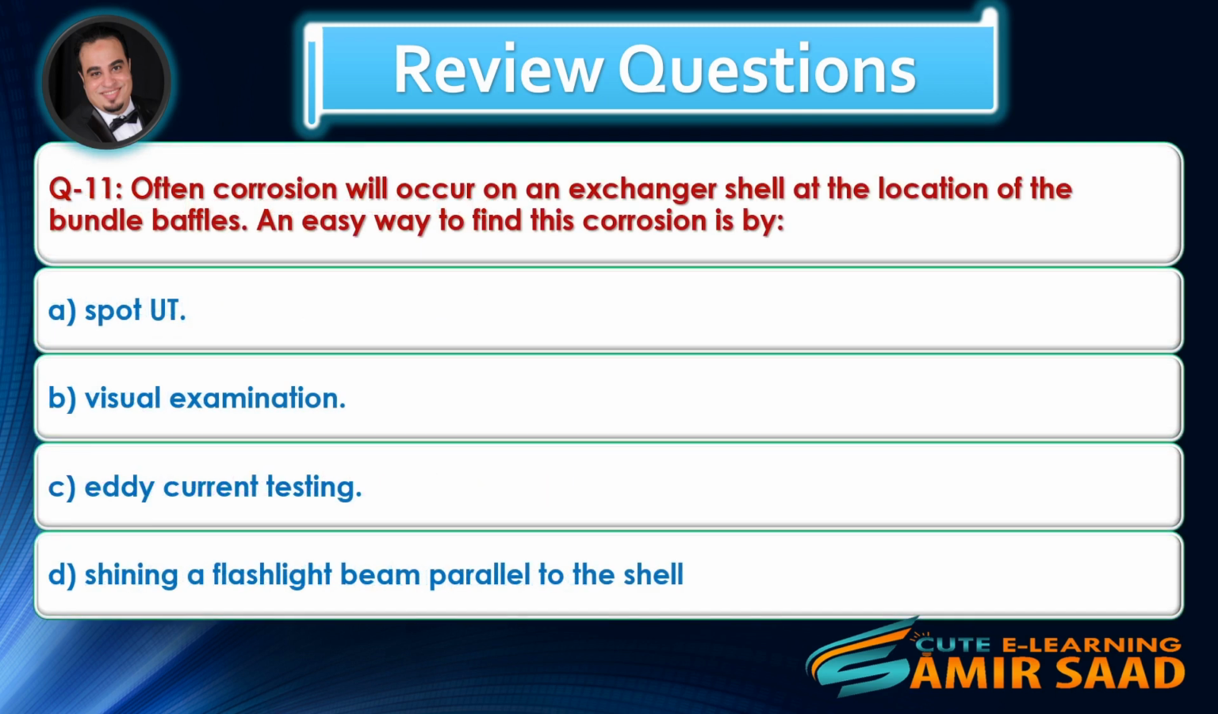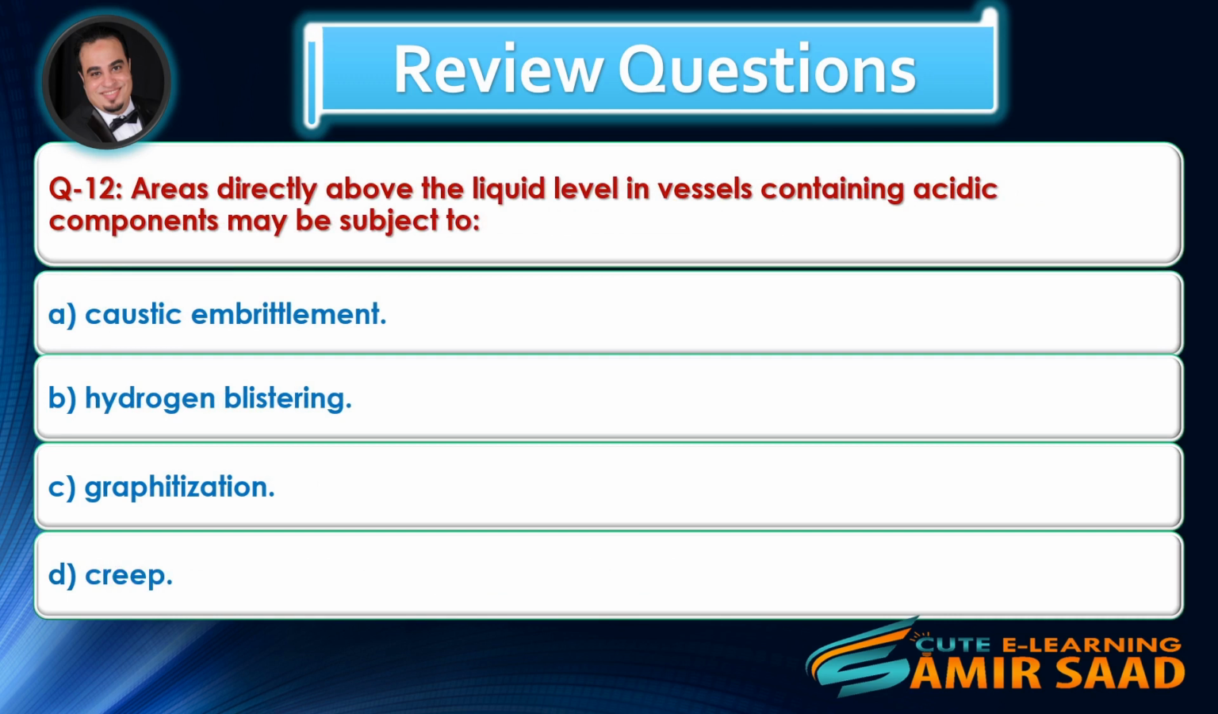Question number 11. Often corrosion will occur on an exchanger shell at the location of the bundle baffles. An easy way to find this corrosion is by. Answer is D. Question number 12. Areas directly above the liquid level in vessels containing acidic components may be subject to. Answer is B.